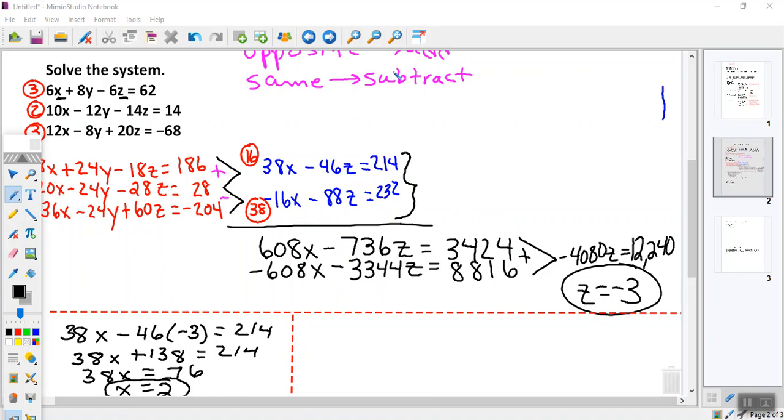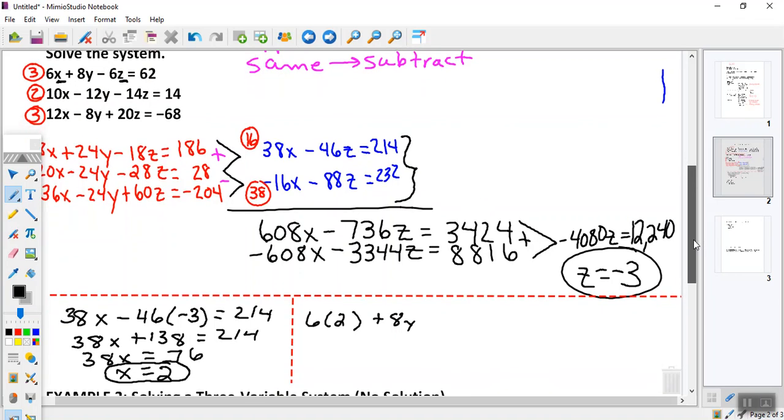So I'm gonna have 6 times what, kids? Two. Plus 8y, right? Again, and here's the deal. I should back up and explain this better. Does it matter which of these 3 I pick? Because we're looking for the one ordered triple that's going to make all 3 of these true at the same time. Would you agree with that?